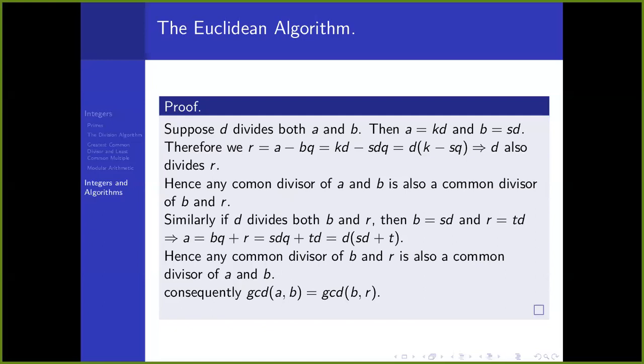So what we have done, we've been able to write R as a multiple of D, and D was a common divisor of A and B. So any common divisor of A and B will also divide R. Okay. So that means any common divisor of A and B turns out to be also a common divisor of B and R.